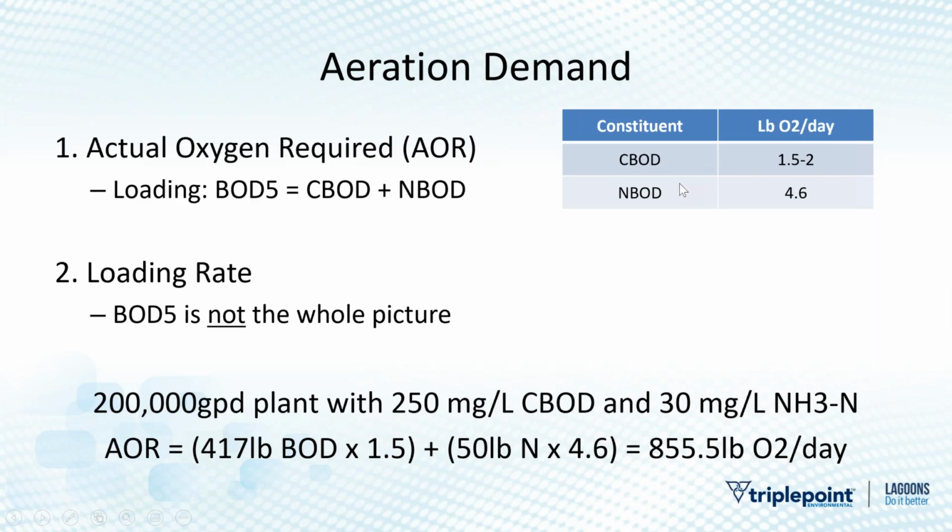From an ammonia standpoint, or sometimes people will use a TKN number, the nitrogen requires 4.6 pounds of oxygen for every pound of ammonia or nitrogen that you're putting into your lagoon that you want to convert. But I think the important thing here also to discuss is the fact that BOD5 is not the entire picture.